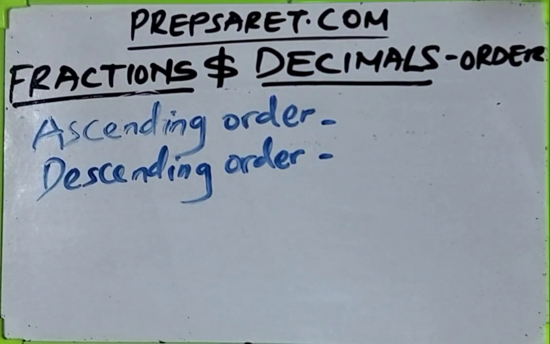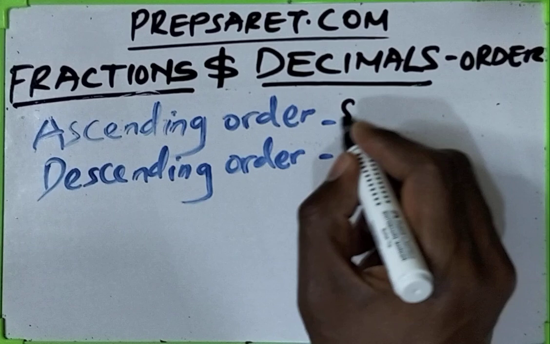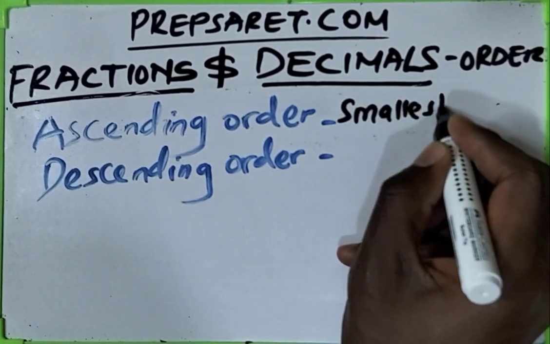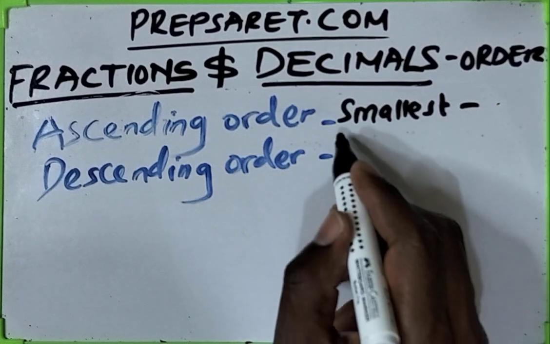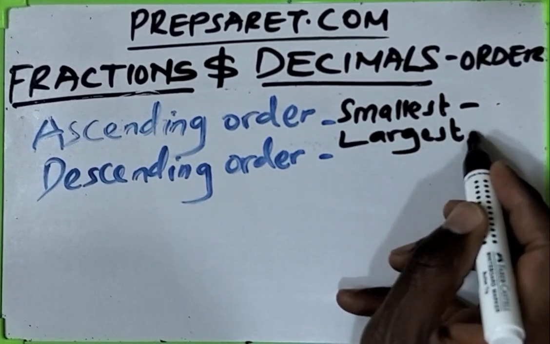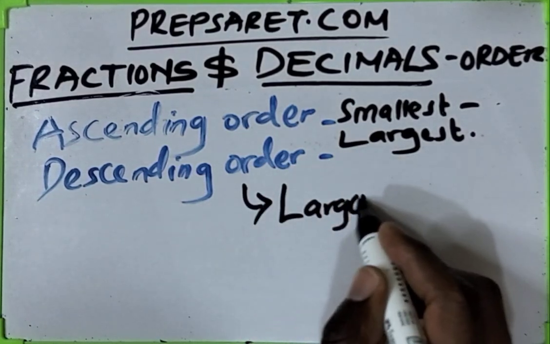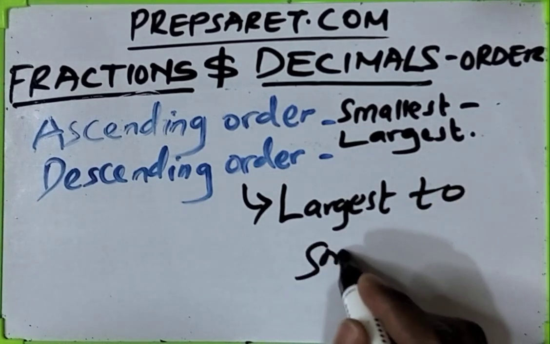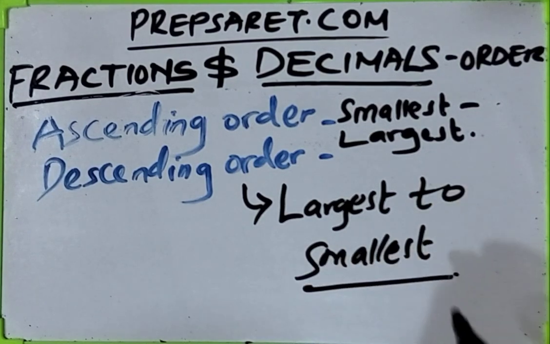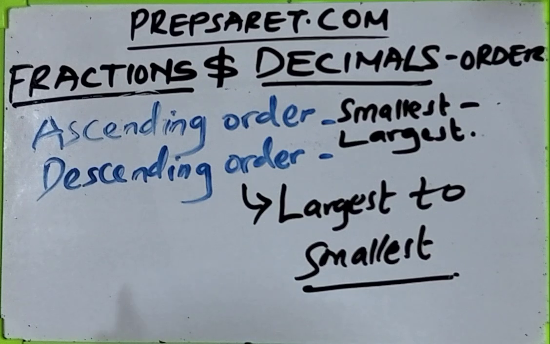A little explanation: in ascending order, you're arranging the values that you're given from the smallest to the largest, while in descending order, you're arranging from the largest to the smallest. So in most cases, you'll be given a set of data that is not in order. You will be required to determine which one is the largest, which one is the smallest, and then you answer the question according to how you've been asked.